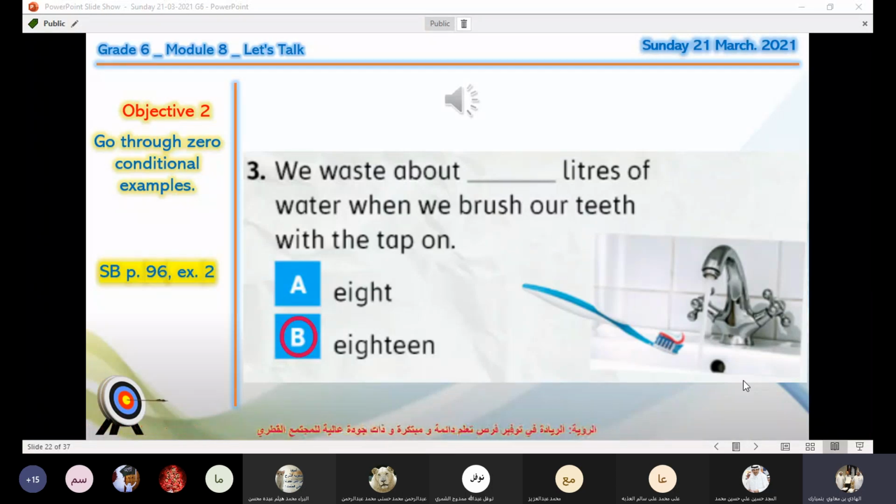And you know, my friends, that water is so important. We have to save water. So please, if you are brushing your teeth, turn the water tap off. Brush your teeth and then open the water tap again. Okay guys? This is so important. We have to protect water and save water actually.